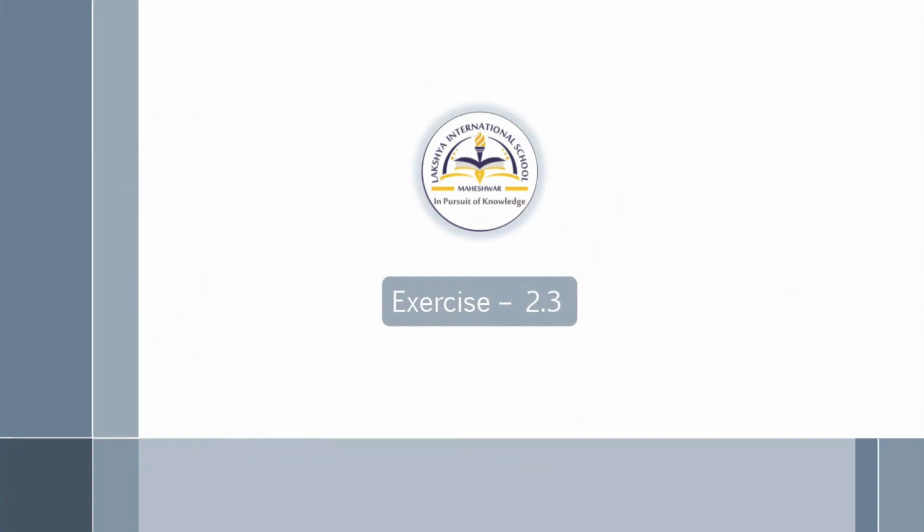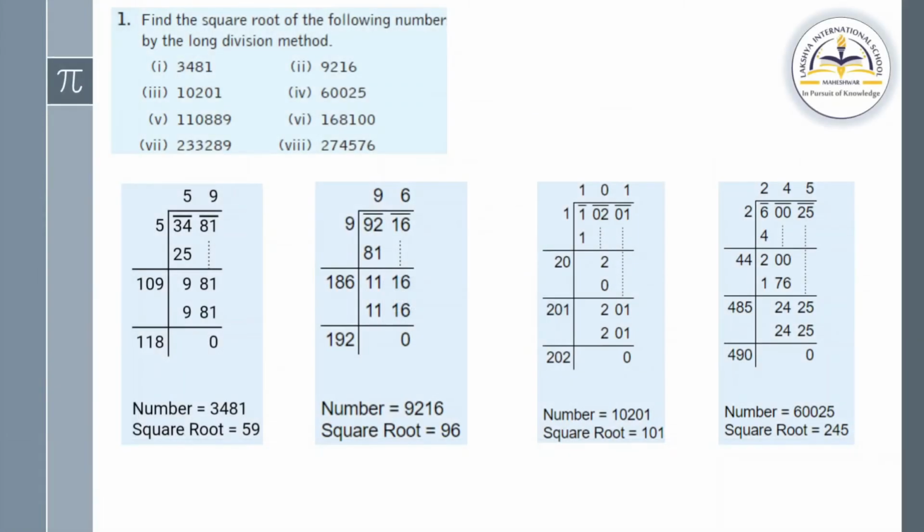Now we will solve exercise number 2.3. Find the square root of the following numbers by long division method. Our first question is to find the square root of a given number by long division method. First question is 3481. Here you have to make the pairs from the ones place, so the pairs will be 81 and 34.